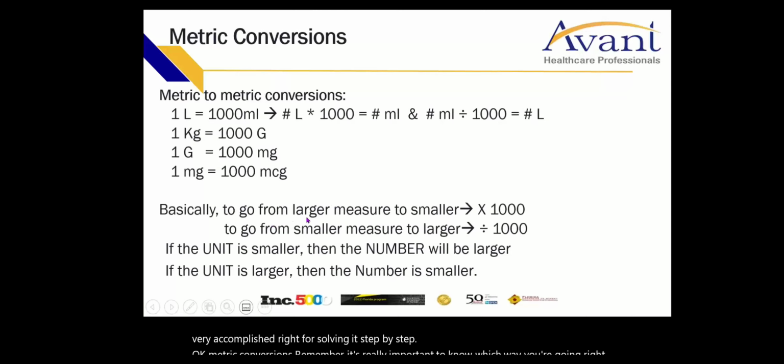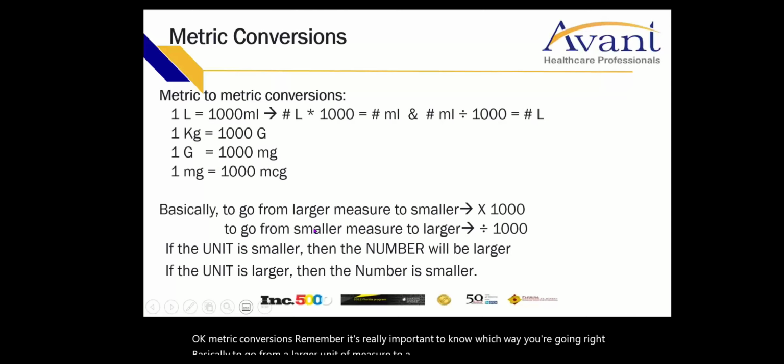Okay. Metric conversions, remember, it's really important to know which way you're going, right? Basically, to go from a larger unit of measure to a smaller, you're multiplying. To go from smaller to larger, you're going to divide. If the unit is smaller that you're trying to get to, your number is going to be larger. If your unit is larger that you're trying to get to, then your number is going to be smaller. Okay? They work backwards from each other.